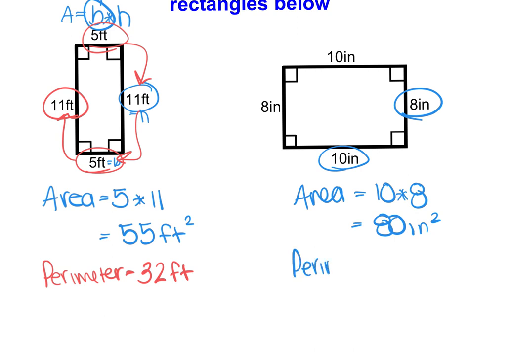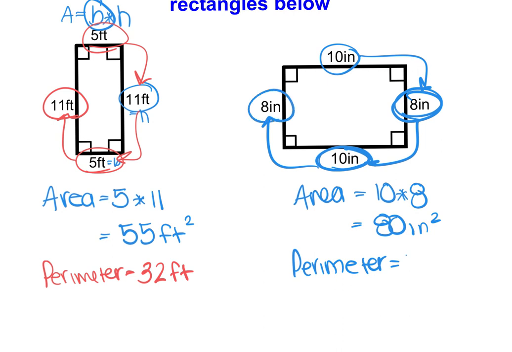And then our perimeter is again adding up all of those side lengths. So we take 10 plus 8, which is 18, plus 10 more, which is 28, plus 8 more, which is 36 inches.